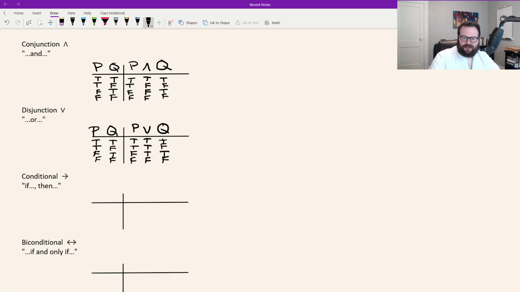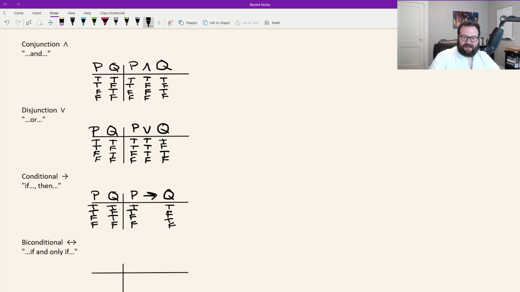Okay. What about the conditional? If P, then Q. Again, let's get our reference columns. True, true, false, false. True, false, true, false. Okay, a conditional is somewhat odd. It might take a little getting used to. A conditional is going to be true unless you have a true antecedent, that's the left side, and a false consequent, that's the right side. All other times, it's going to be true.